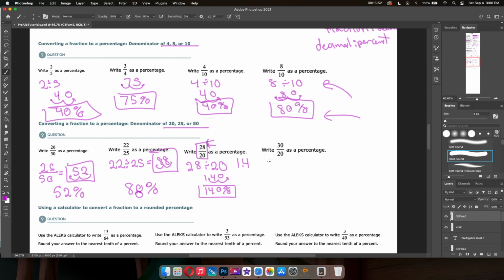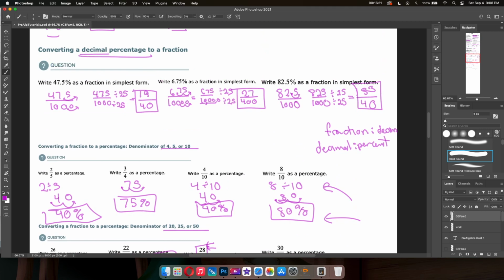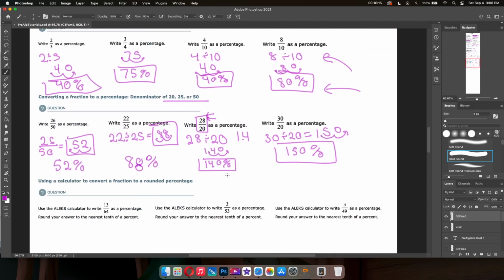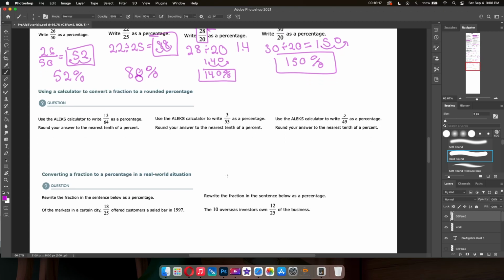We're going to see something over here as well. 30 divided by 20 is going to get me 1.5. So I take that and I move the decimal over 1, 2 spaces, and it gets me 150%. You're starting to notice we've done a couple of topics now where we're doing conversion, and the conversion generally is pretty straightforward. You're kind of doing the same thing every time.